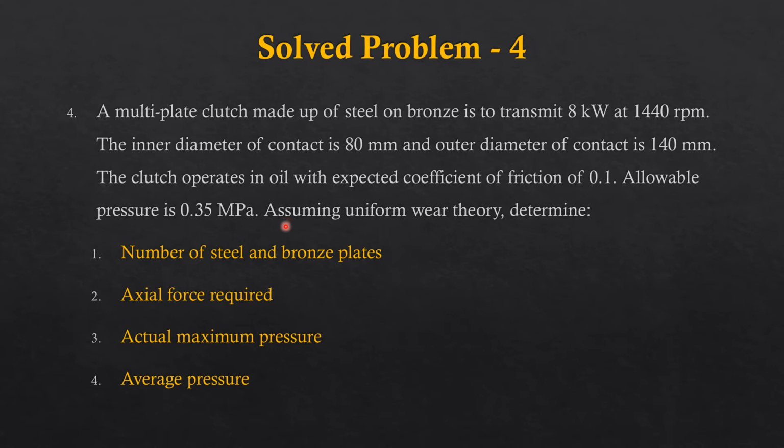Okay, and they've asked us to assume uniform wear theory, right? And they've asked us to find out 4 factors. Number one, how many steel and bronze plates do we need, so that we need to determine. Then the axial force needed to keep the plates engaged to transmit this amount of power, and the actual maximum pressure and the average pressure between the discs. These are the 4 factors that we need to determine. Now we will look into the solution from the next slide onwards.